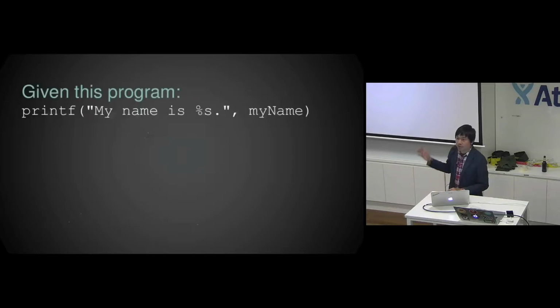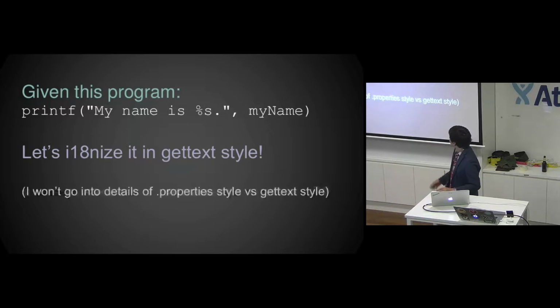So let's go to the main part. Given this program, it is a very simple program. Let's try to internationalize this in the gettext style. I won't go into details of the properties style.